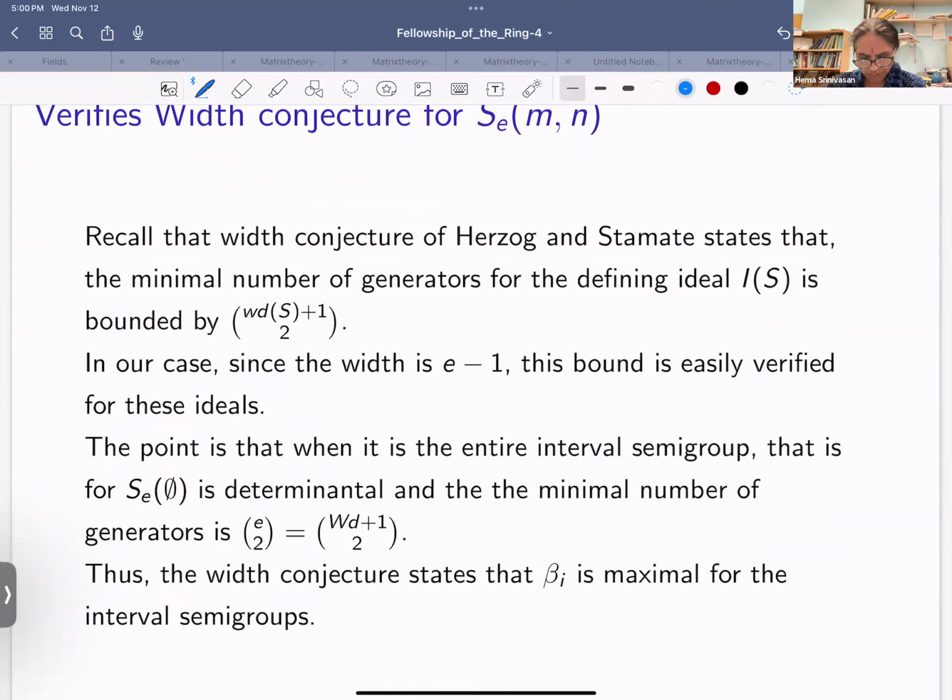It's also true for this, right? In this case, it is actually e choose 2. When it is the empty set, nobody is removed. So the width conjecture really states that Betti is maximal for the interval semigroups. That's the point of the width conjecture. You take the whole interval semigroup.